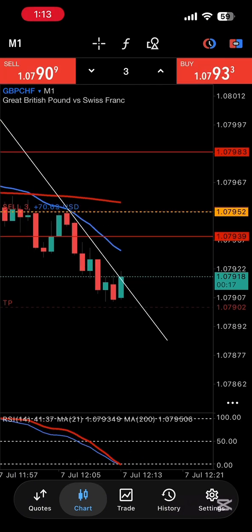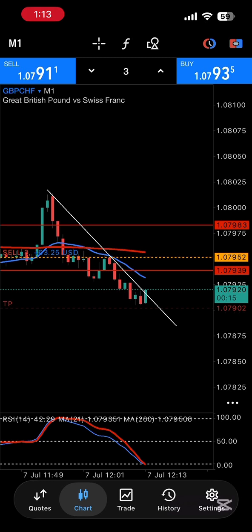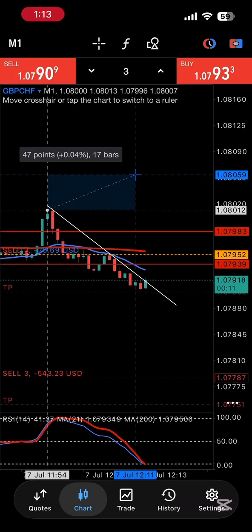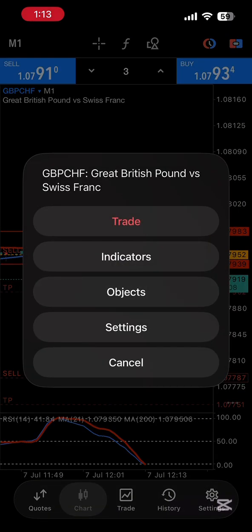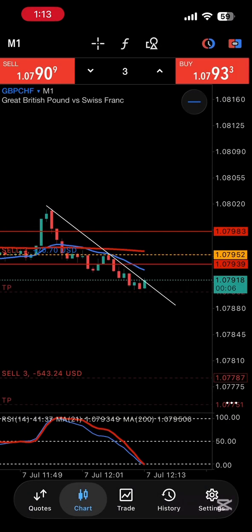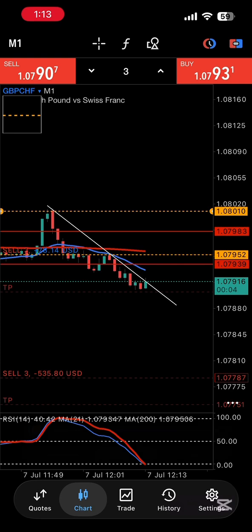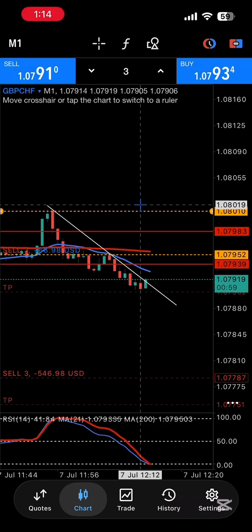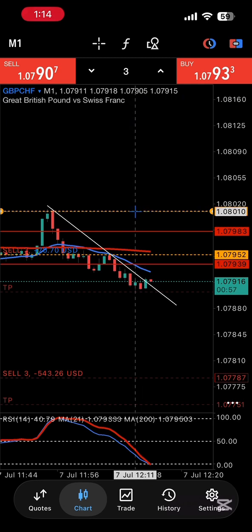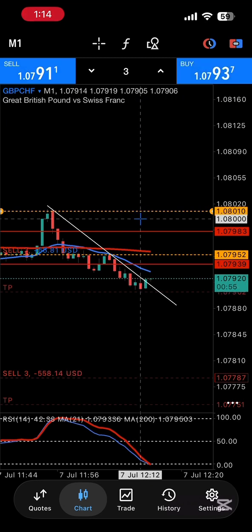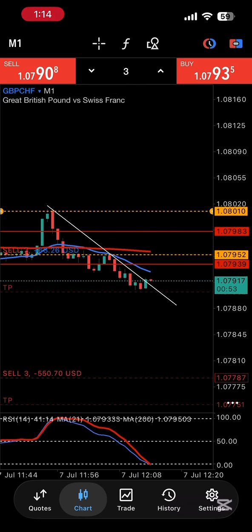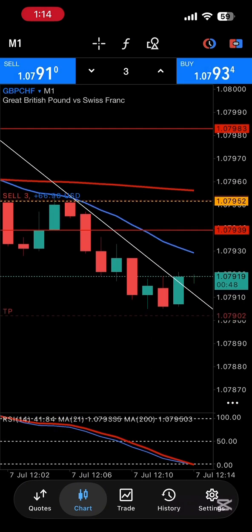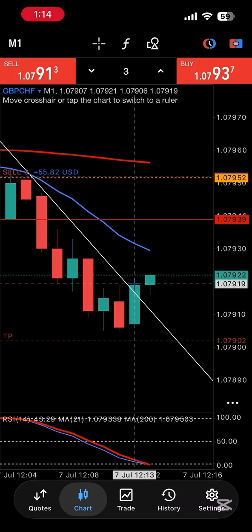You see, Pan Chef is trying to break that particular trend line that I drew there. The price is trying to break it. The trend in this 1 minute chart is trying to break it. I am putting my horizontal line. That's the HH, the higher high, of Pan Chef on the 1 minute time frame. So you see what is happening there.